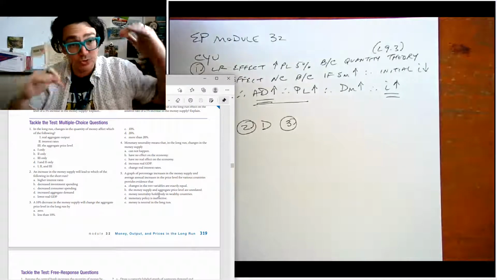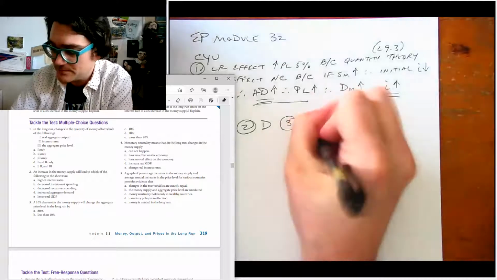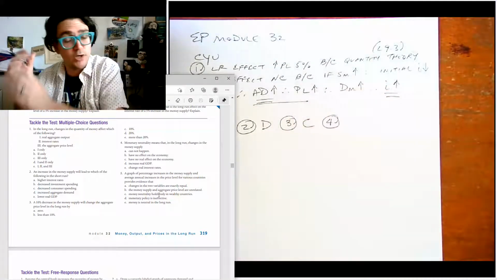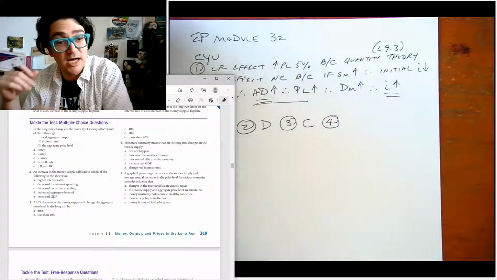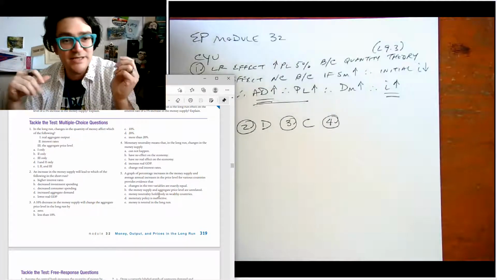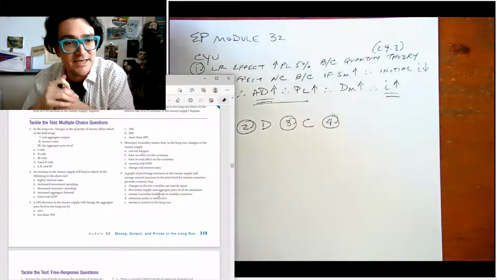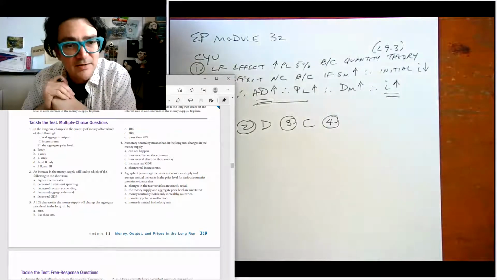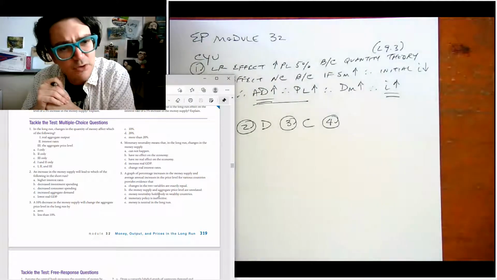There's a proportional change here. And so we would expect it to be a 10% change, C. Again, that's in the long run. Number 4, money neutrality means that in the long run, changes in the money supply, well, they can happen. They do have an effect, but they just don't change output. And in that sense, they have no real effect on the economy.